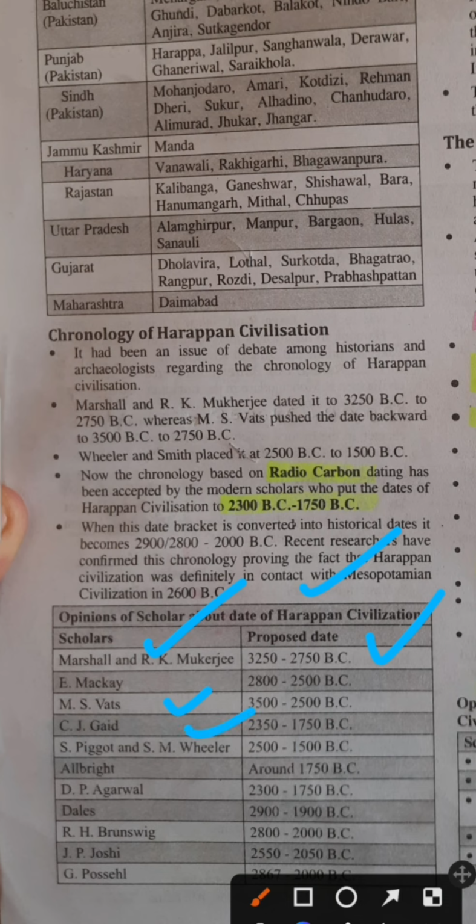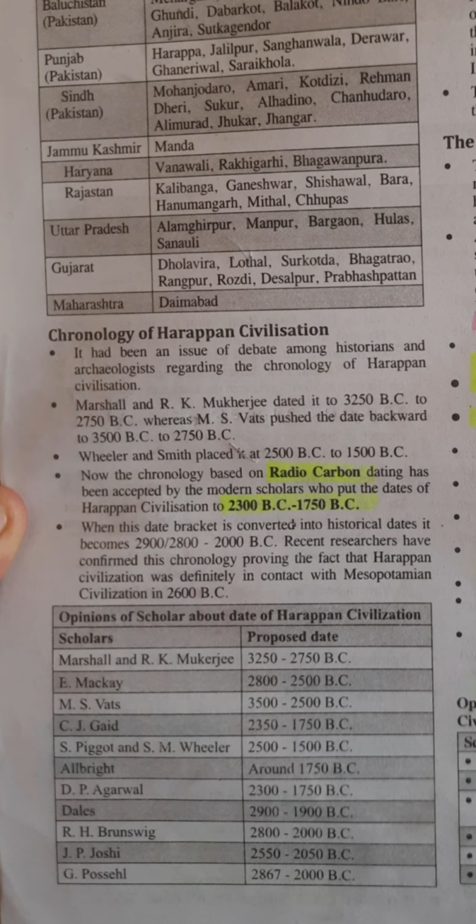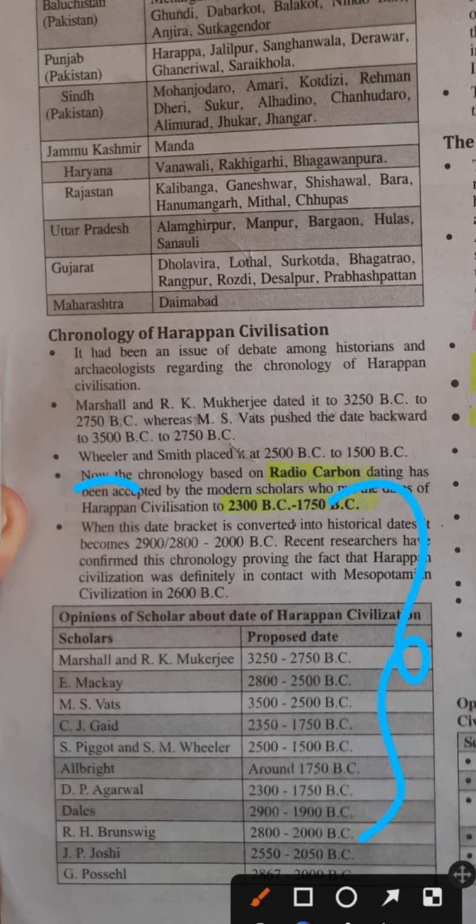C.J. Gadd 2350 to 1750, and S. Piggott and S.M. Wheeler 2500 to 1500, and Albright around 1750 BC, and D.P. Agarwal 2500 to 1750 BC, Dales 2900 to 1900 BC, R.H. Raikes 2800 to 2000 BC, J.P. Joshi 2550 to 2050 BC, and G. Possehl 2867 to 2000 BC. From all these, radiocarbon said 2300 BC to 1750 BC. This date is very important.